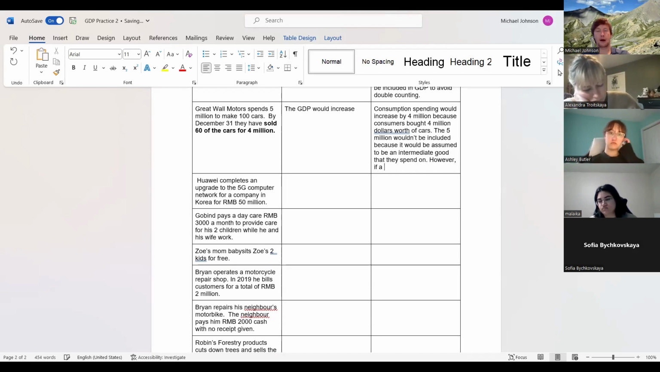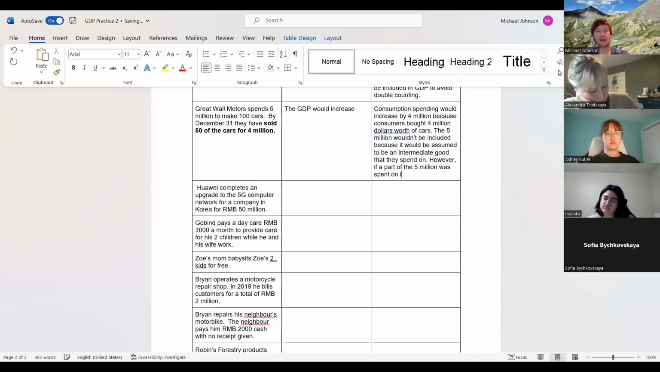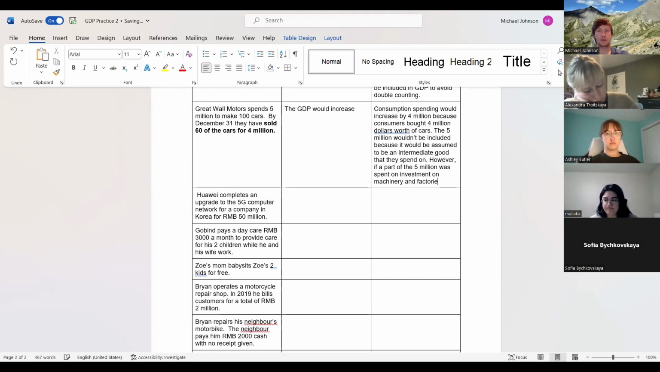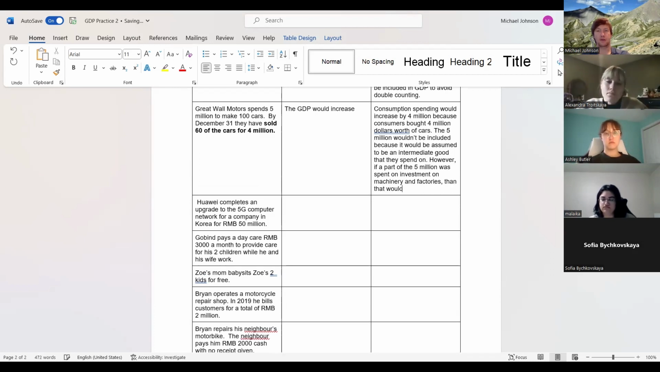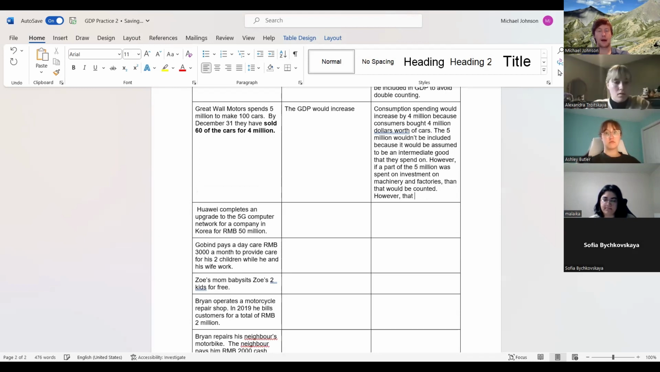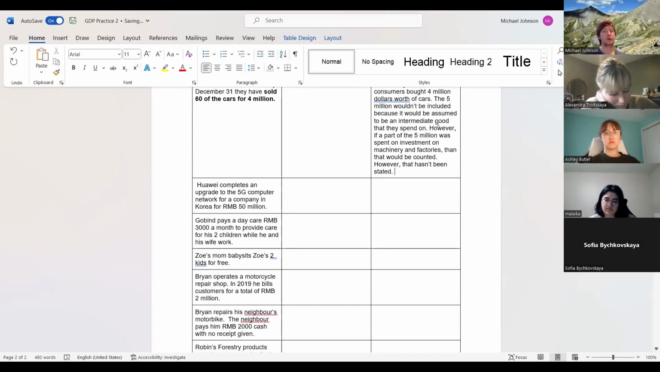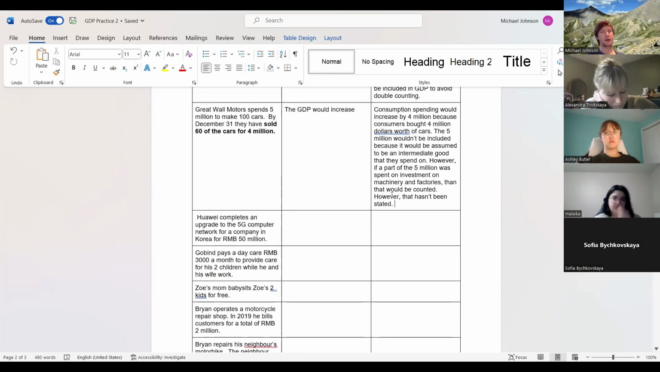However, if a part of the $5 million was spent on investment in machinery and factories, then that would be counted. However, that hasn't been stated. So this one's a tricky one because we don't know, it might have just been all spent on intermediate goods. So then we would just have to say $4 million would be the increase. But it could be more complicated depending on, yeah.